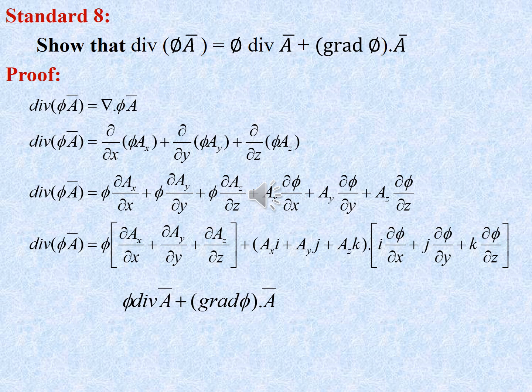So (Ax i plus Ay j plus Az k) dot (i ∂pi/∂x plus j ∂pi/∂y plus k ∂pi/∂z). So Ax i, Ay j, Az k represents A bar. I am substituting the values here. So simply this can be written as pi of div A bar plus grad pi dot A bar.